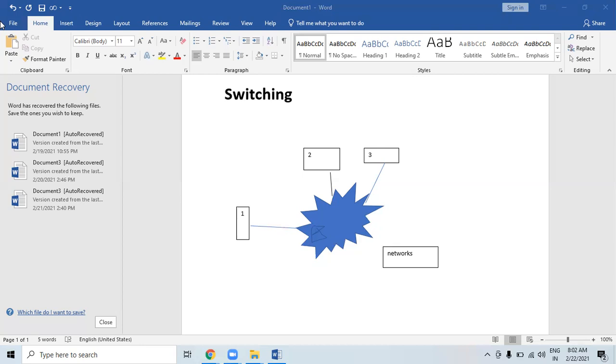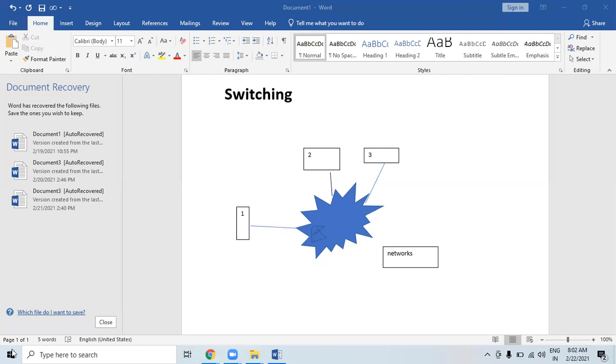A switching network is made up of a series of interconnected nodes called switches. A switch is a device that creates temporary connections between two or more devices. Switching methods: the three basic methods of switching are circuit switching, packet switching, and message switching.